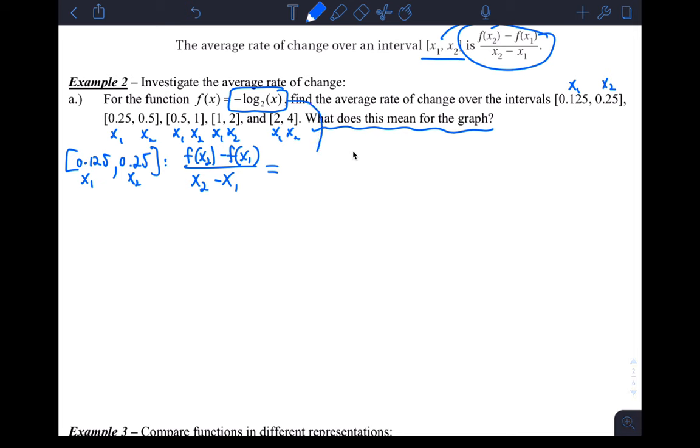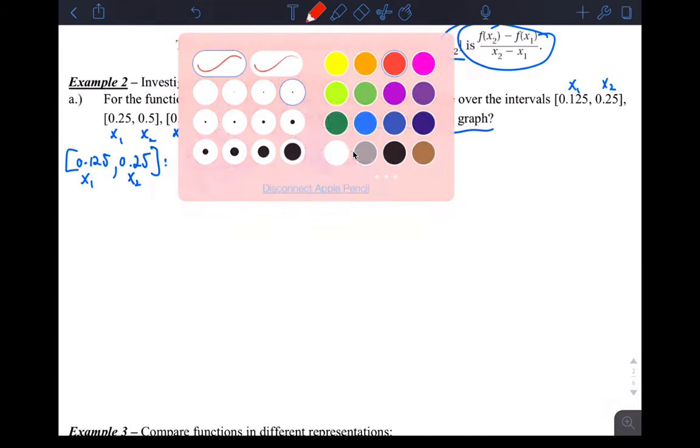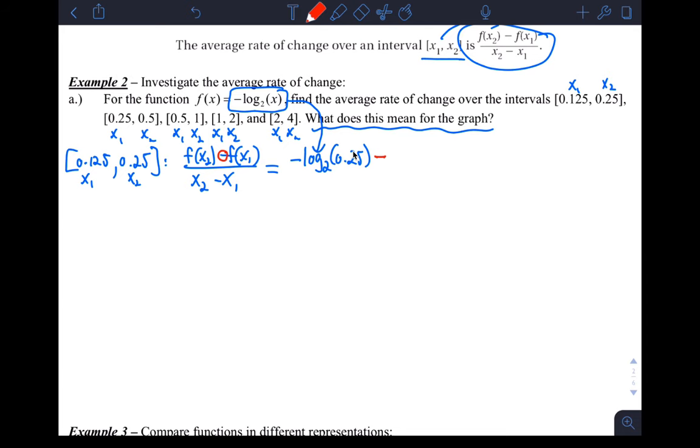So I'm going to plug this in down here and get negative log base 2 of x2, which is 0.25. And then the formula has a minus, so right here is a minus, so I'm using that minus, and then I'm going to put a parenthesis and plug the function in again over here. This time I'm just going to use x1. So x1 for us is 0.125. Okay, we get that. It says divide by x2, which is 0.25, minus x1, which is 0.125.